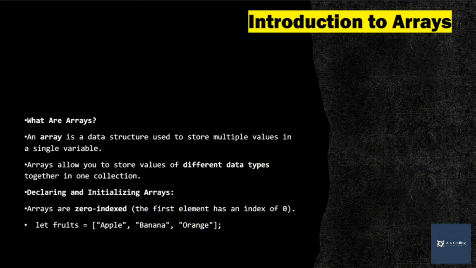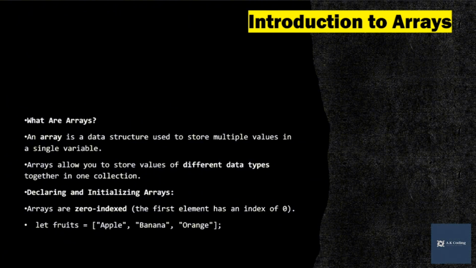An array is a data structure used to store multiple values in a single variable. So we have an array and we have a single variable and we are saving multiple values inside of it. Arrays allow you to store values of different data types together in one collection. So in one single variable, we can save multiple values with different data types.